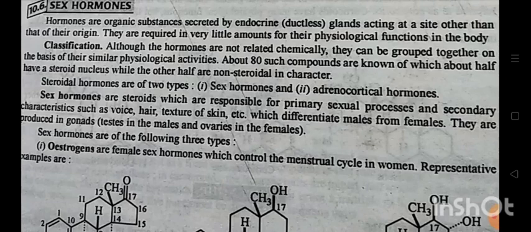Steroidal hormones are of two types: sex hormones and adrenocortical hormones. Sex hormones are steroids which are responsible for primary sexual processes and secondary characteristics such as voice, hair, texture of skin, etc., which differentiate males from females. They are produced in gonads, testes in the male and ovaries in the female.